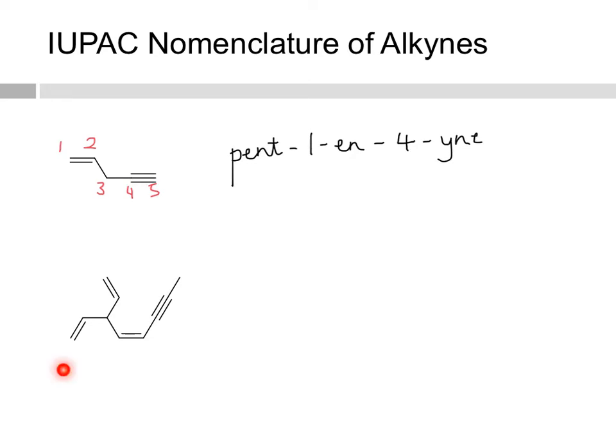Now let's practice the second molecule. In this case, the longest continuous carbon chain is 1, 2, 3, 4, 5, 6, 7, 8 carbons long. We do have one substituent here. This is a vinyl group. We have a double bond, another double bond here, and we also have an alkyne. If we start numbering from here, the first site of unsaturation receives the lowest number. So the numbering will start from this side.